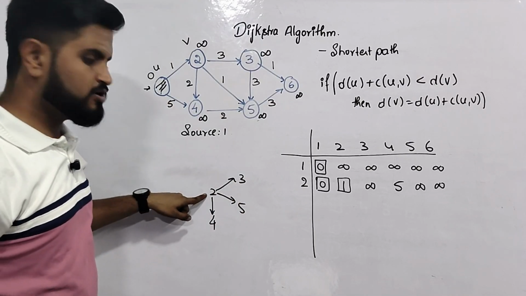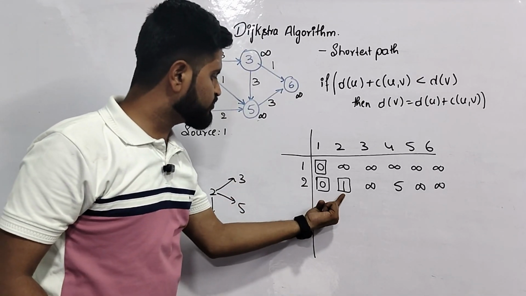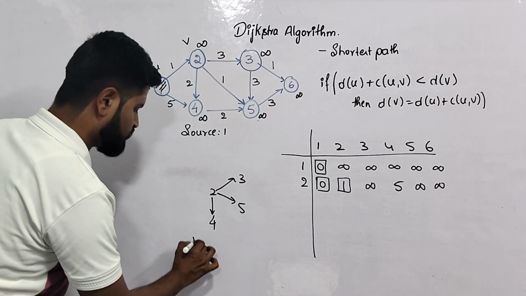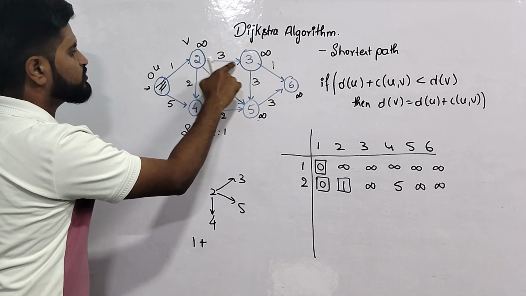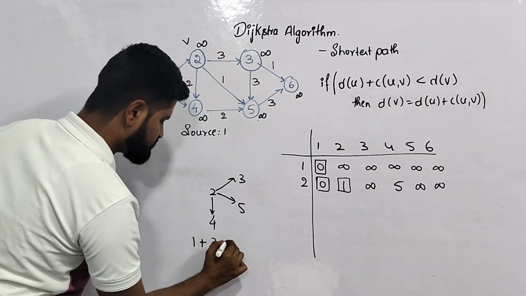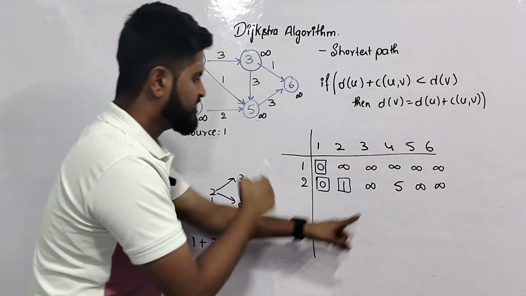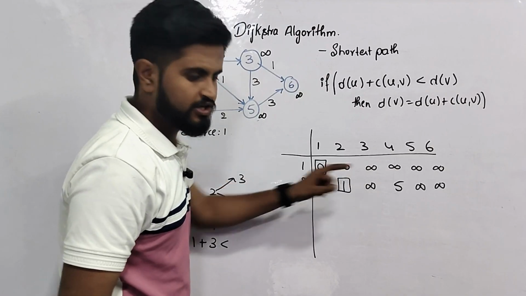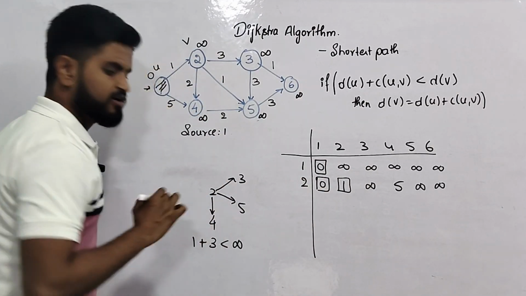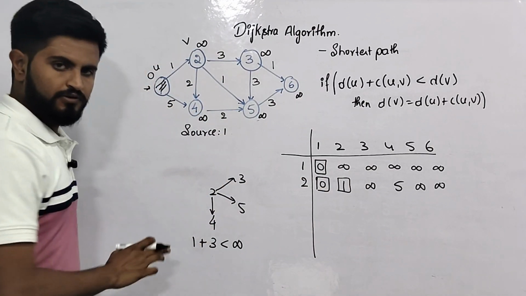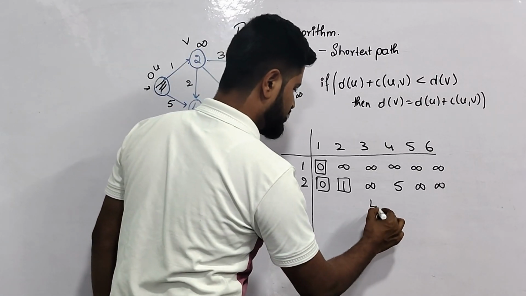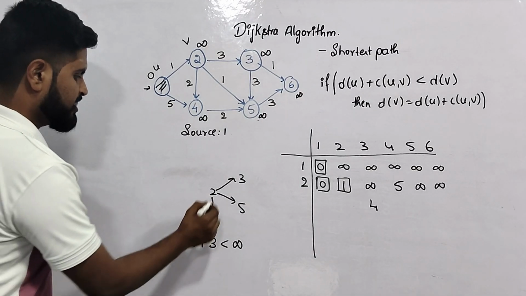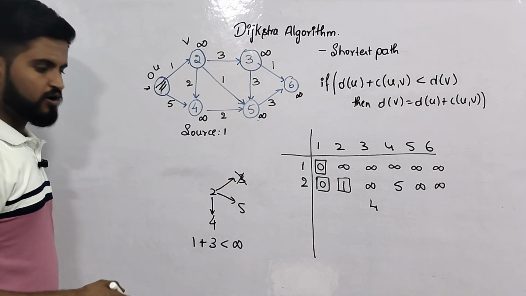Now the initial value of 2, that is d of u of 2, is 1, the updated one you must take. 1 plus the cost of moving from 2 to 3, which is 3, must be less than the initial value of 3. See the initial value here, the updated one you must see. Its value is infinity. So 3 plus 1 will be 4. Among 4 and infinity, which is the smaller one? 4. So I will be updating the value as 4. 3 is over. Next let's go for 5.